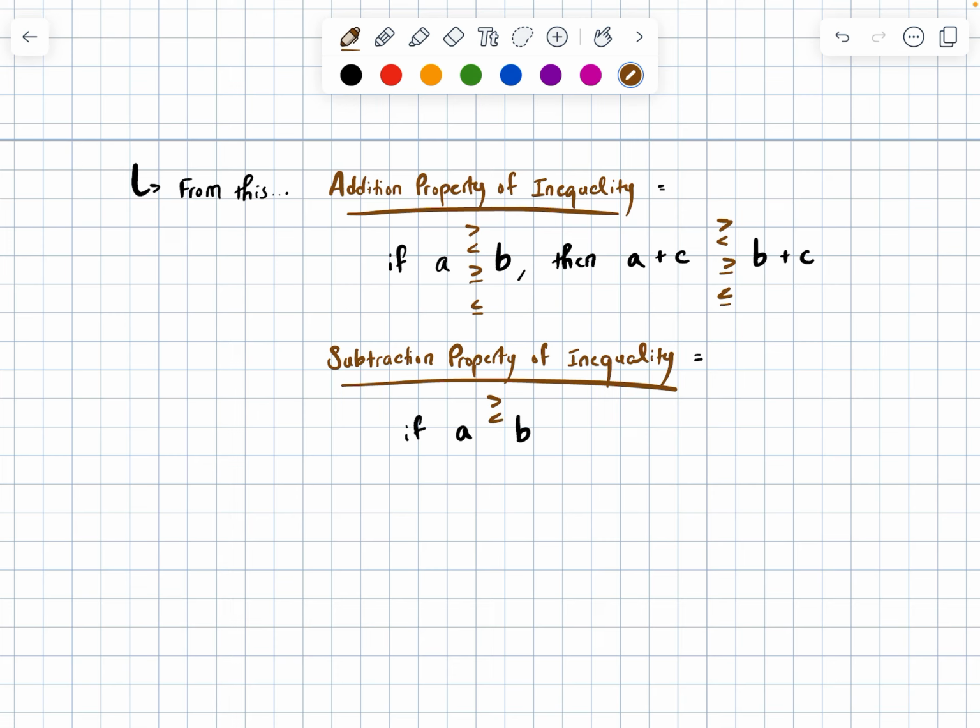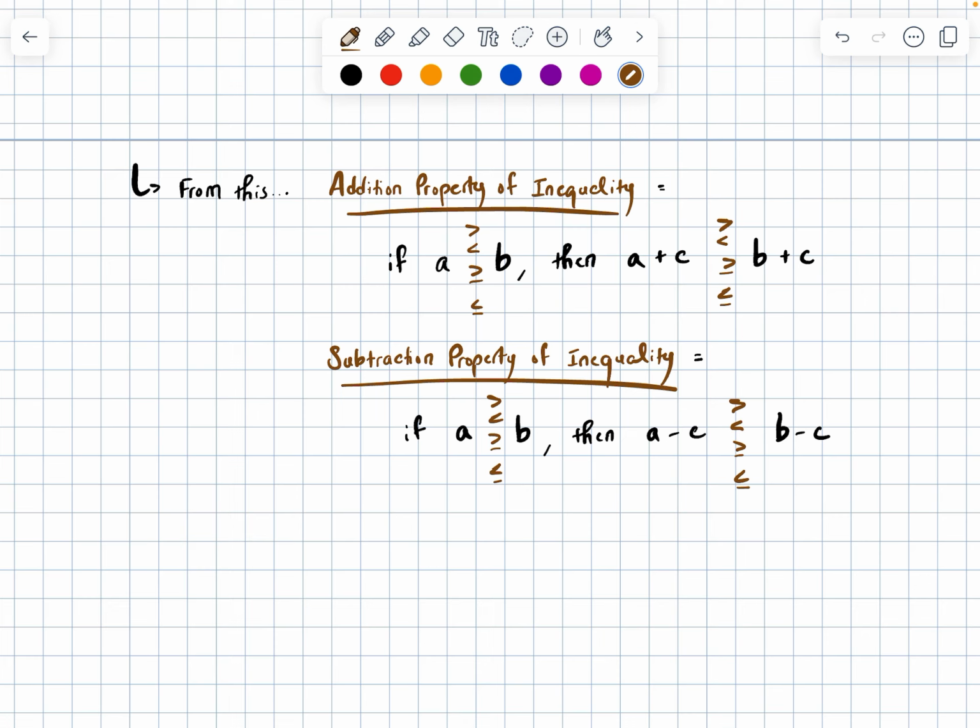And stop. Well, same idea as before. My original statement, I'm comparing two things, A and B. Maybe they're greater, maybe they're less than, maybe one's greater than or equal to, maybe one's less than or equal to. It doesn't really matter. But again, the idea here is that if I subtract the same thing, we'll call it C, from both sides, then the original balance of my inequality is retained.